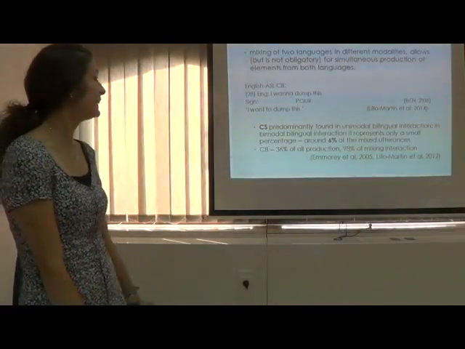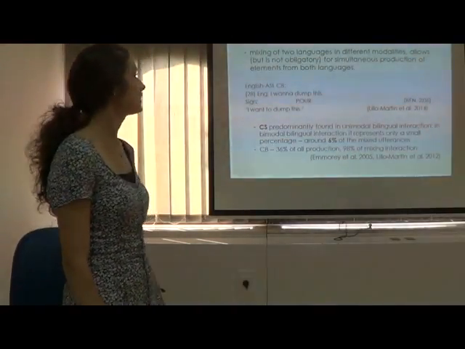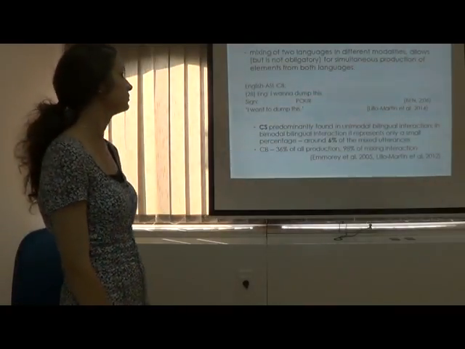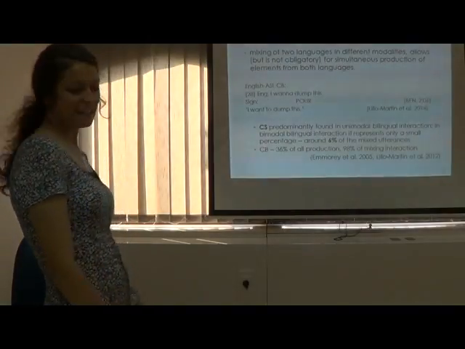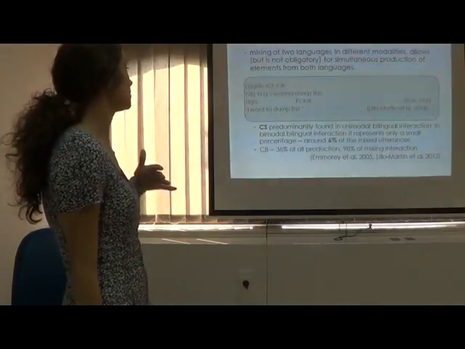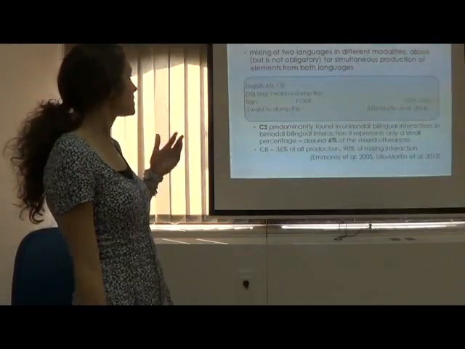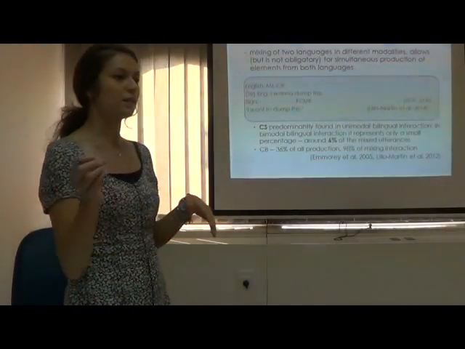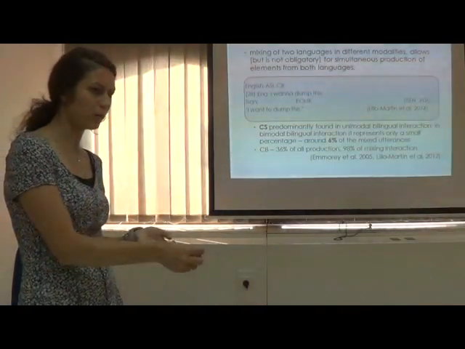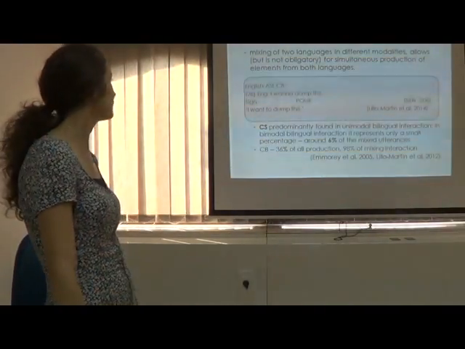Okay, so moving on to code blending. This is the mixing of two languages in different modalities, and this allows, but it's not obligatory, for simultaneous production of both languages. That's where the party starts. This is one simple example of English and ASL code blending. The speaker says, I want to dump this, and as they say dump, they also use the American Sign Language word for pour, which is not completely equivalent, but in that context it was equivalent.